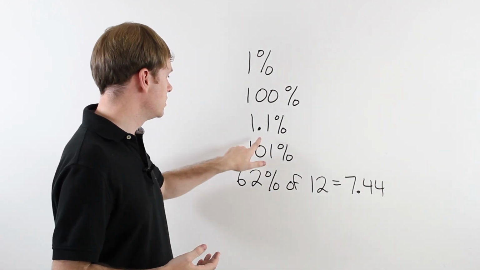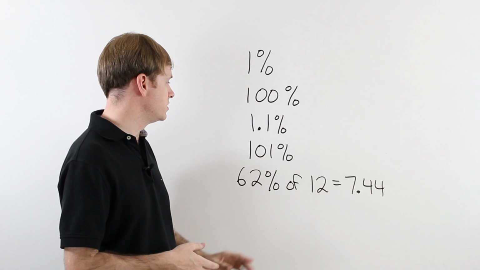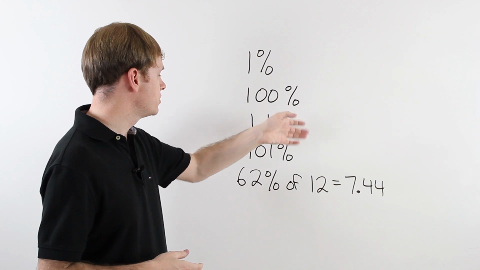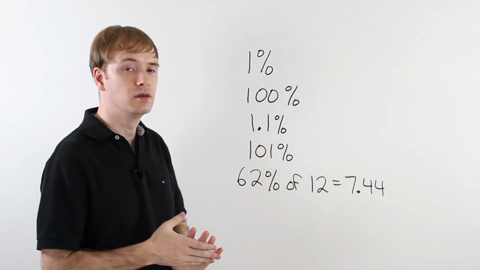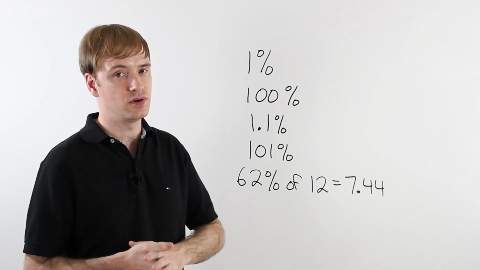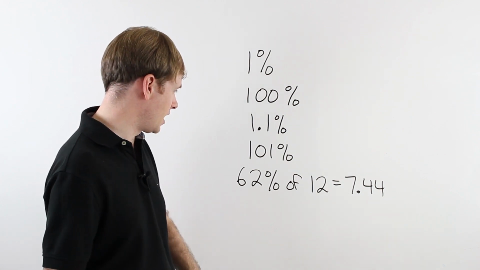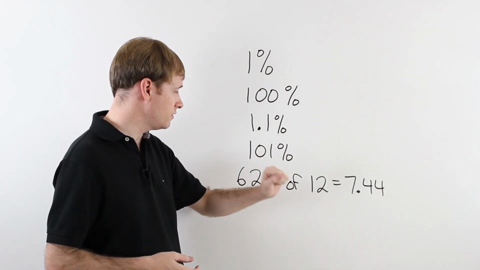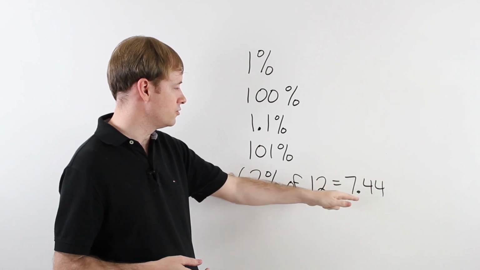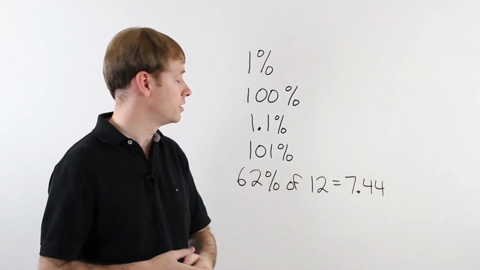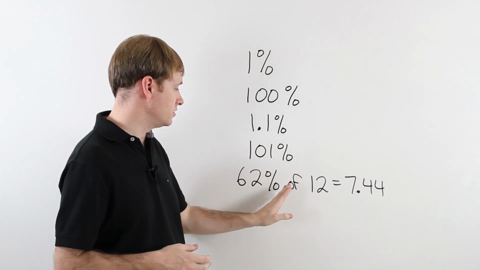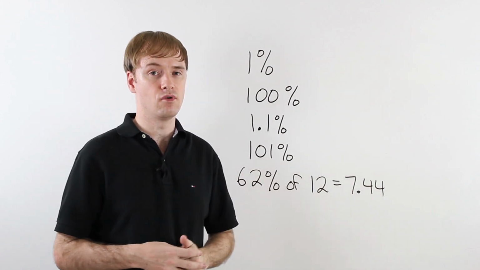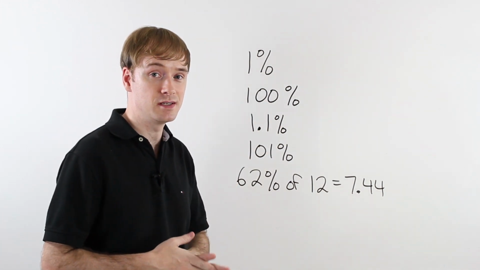Very easy, 1%. The next number, 100%. Let's put a decimal point there. So this is 1.1%. The next number, 101%. And the last example, 62% of 12 is equal to 7.44. All right, so that's how you express percent.